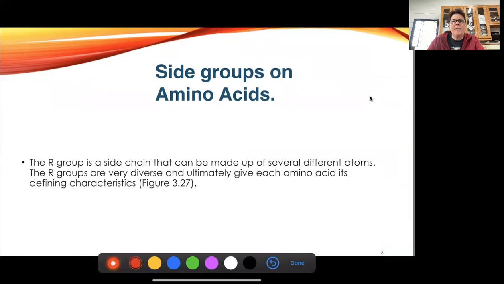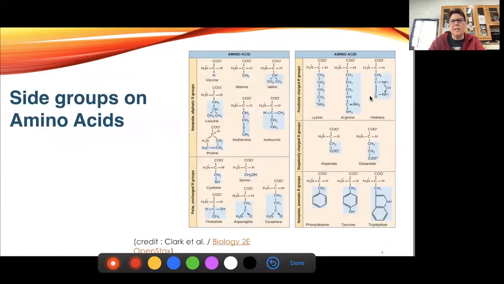So like I said, the side group on our amino acid, which we refer to as the R, is your side chain, and it can be made up of all kinds of different types of atoms. But we do have 20 different varieties. It's not like there are 100 different amino acids. There are only 20 different side chains, giving us 20 different amino acids. So here is a picture of those 20 different amino acids where the side chains are highlighted in light blue. Those light blue regions are broken down into their different characteristics.